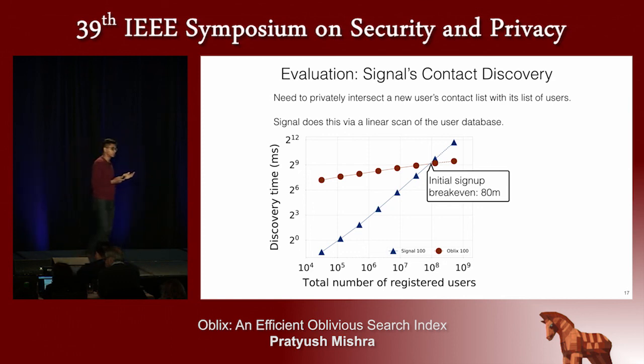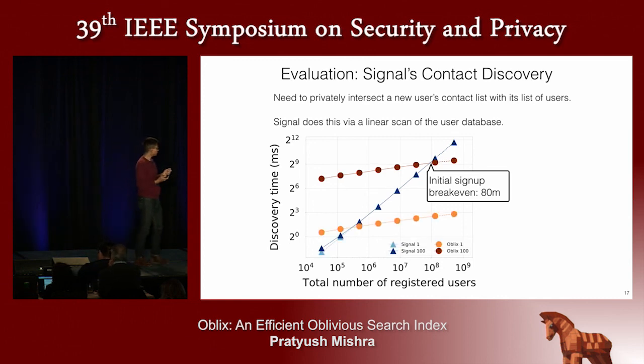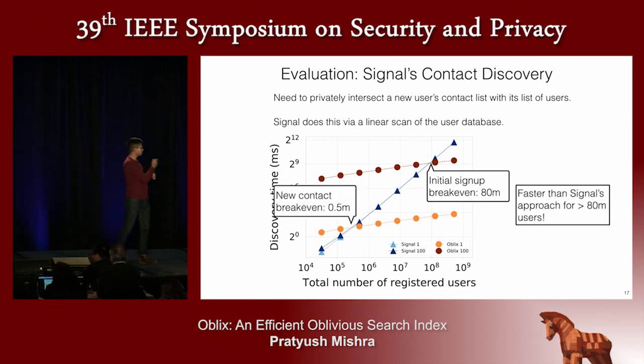only 80 million users. Even better, in the steady state case, when a user has already signed up and is only adding a new contact to their list, our approach, Oblix, is already better than Signal's approach for just 500,000 users. And this gap only grows as more users join the system.